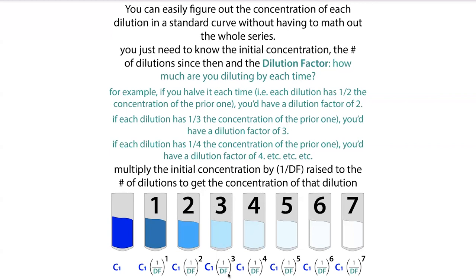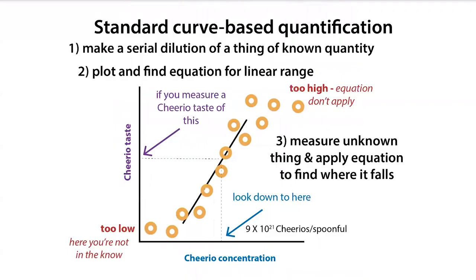And I have a post on serial dilutions where you can see how to figure out the concentration based on the dilution factor and how many dilutions in you are. But typically you start by making a serial dilution of your sample. Once you've made that serial dilution, now you're going to plot it out. You can use a tool like Excel or GraphPad Prism in order to calculate a linear regression based on this line. And so the software is going to try to give you an equation that's going to best fit your data.